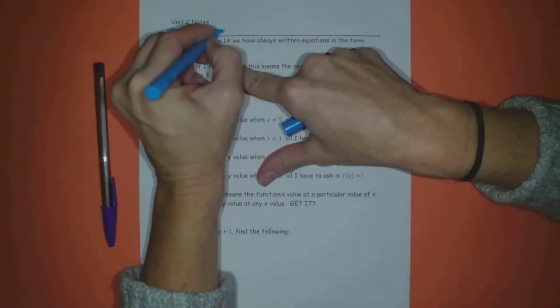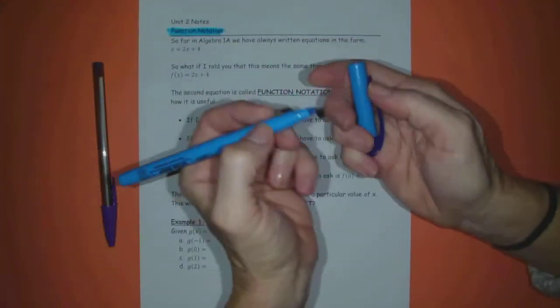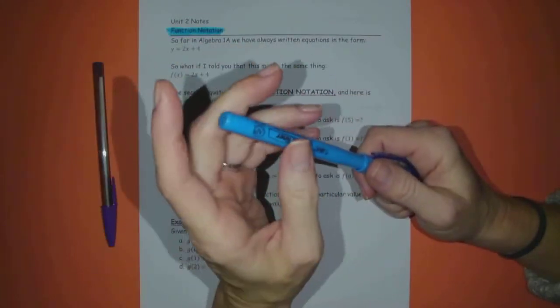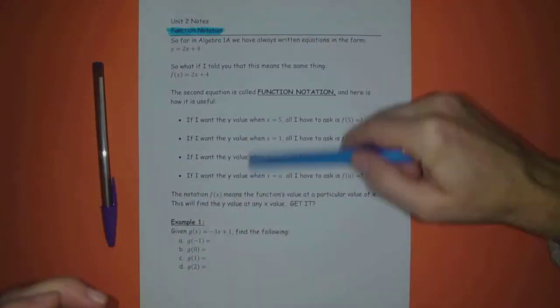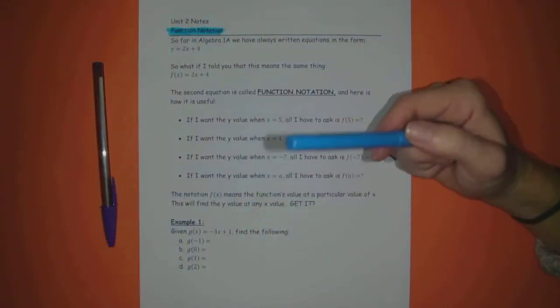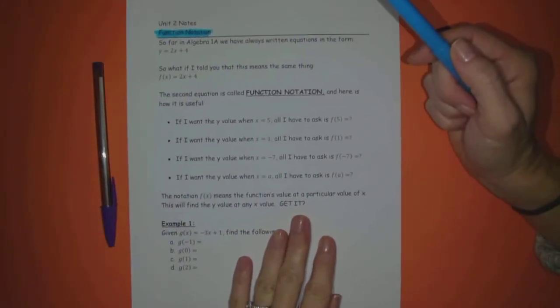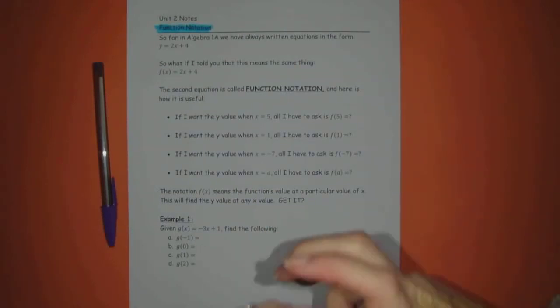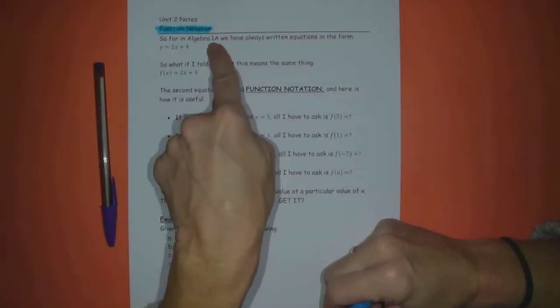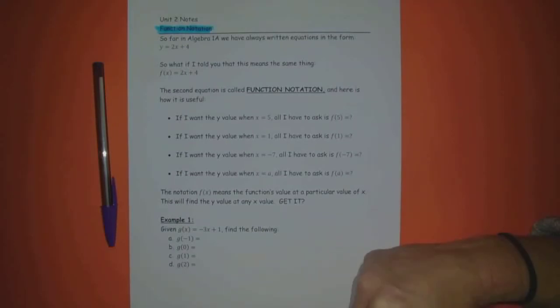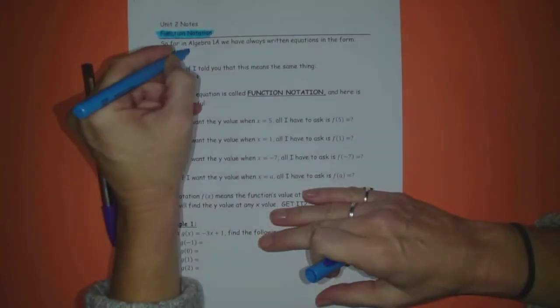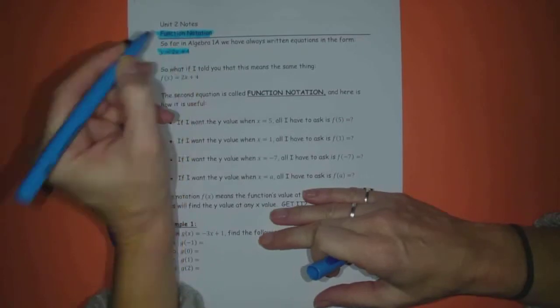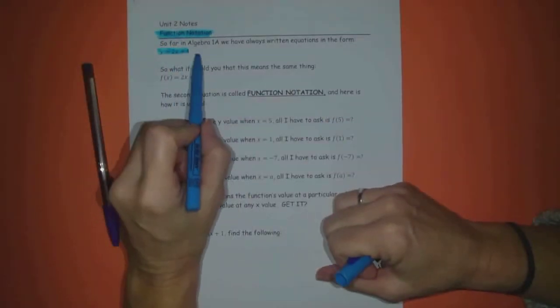And believe it or not, this really isn't a new lesson per se. It's just a new way of writing what you've already been working with. So let's go through these examples, and hopefully by the end of this, we have total sense of this lesson. So what it says here is, so far in Algebra 1A, we have always written equations in the form, and I'm gonna highlight over this, y equals 2x plus 4.